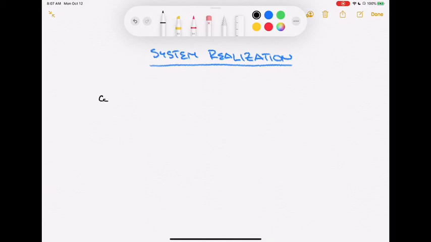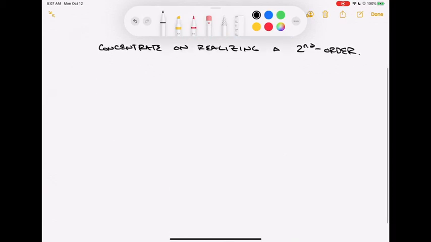We're going to concentrate our efforts right now on realizing a second order system. And it's easily extended, as I said before. So let's go ahead and write out the constant coefficient linear differential equation for a second order system.